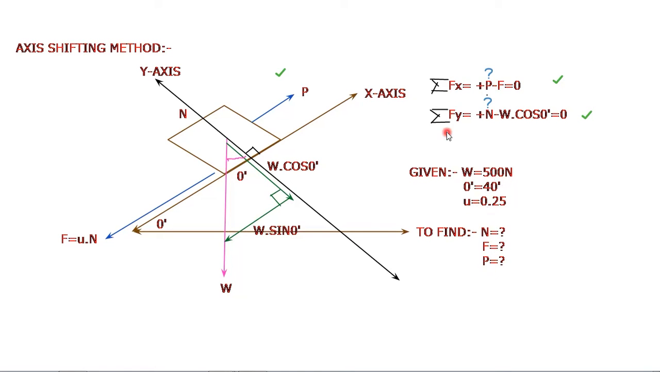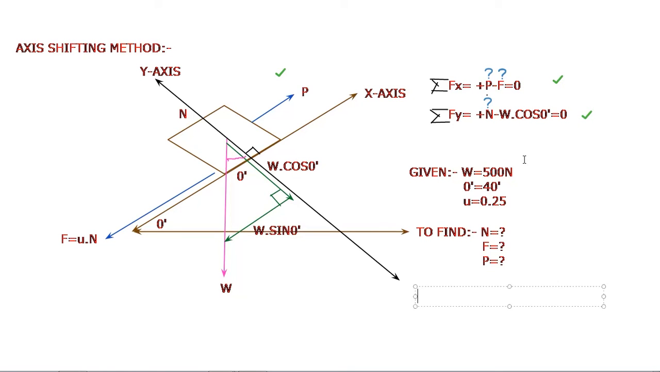Now what is the procedure to find them? First of all, do the summation of Fy is equal to 0. In that, which values do you have? You have the value of theta, which is given here as 40 degree. You have the value of W as 500 Newton. You have N as unknown. So by putting W is equal to 500 and theta is equal to 40 degree, you get N is equal to 500 cos of 40 degree.